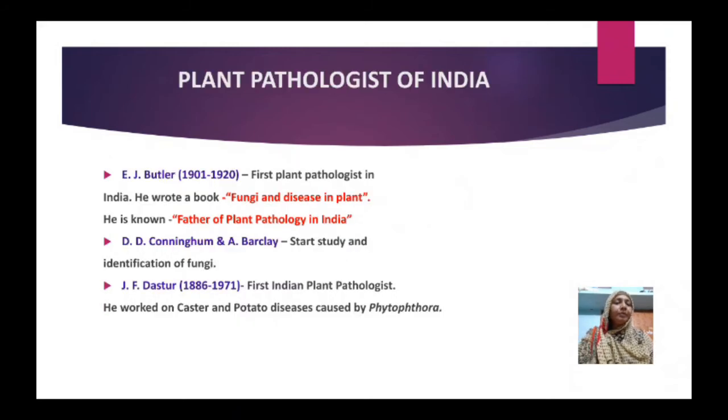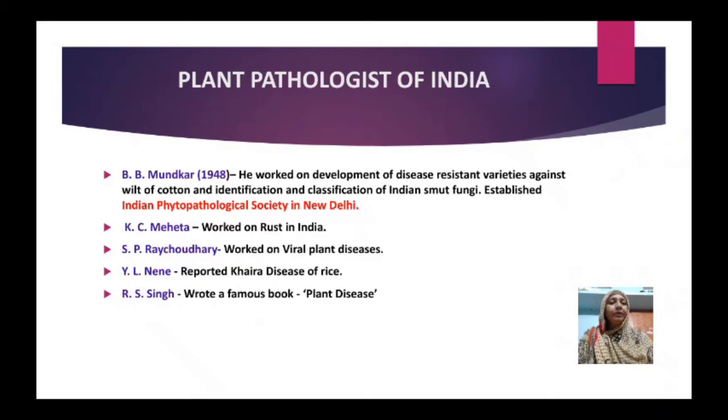These are some plant pathologists from India. E.J. Butler, who is also called the father of Indian plant pathology, was the first pathologist in India. He wrote a book, Fungi and Diseases. D.D. Cunningham and Barclay started the study and identification of fungi. J.F. Dastur was the first Indian plant pathologist who worked on castor and potato diseases caused by Phytophthora.